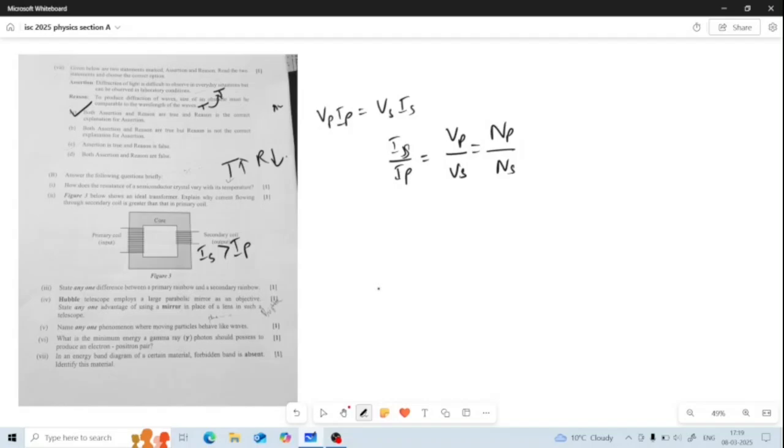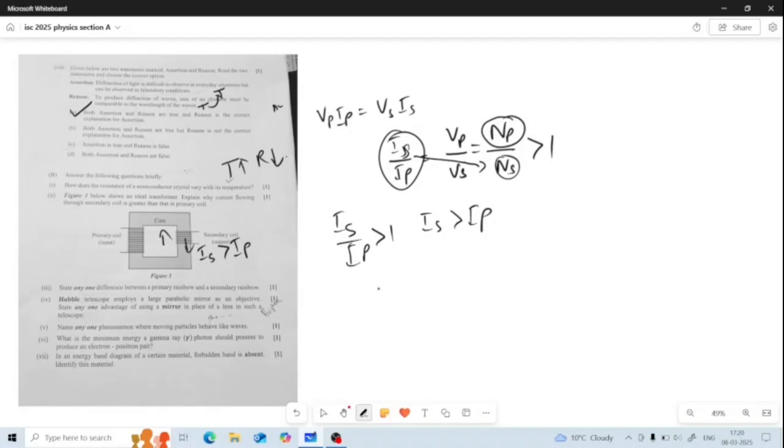So we can see from the diagram that NP is greater than NS, so NP by NS is greater than 1. NP by NS is IS by IP. So IS by IP is greater than 1, which means IS is greater than IP. So since current is inversely related to number of turns, if the number of turns decreases, current obviously will increase.